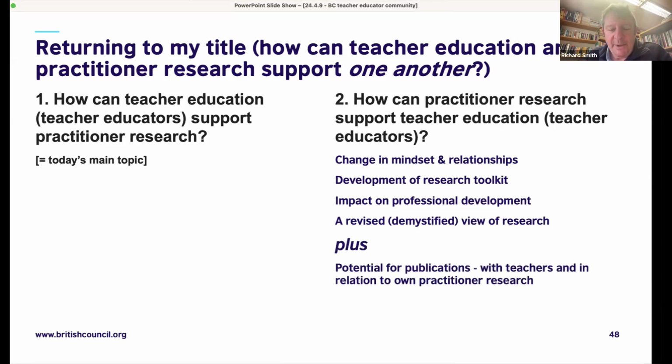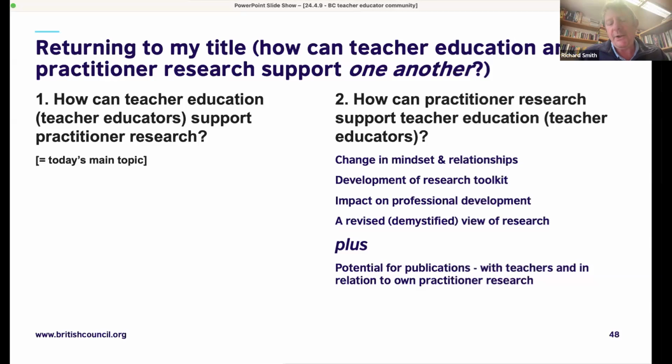Plus, I think there is potential for publications, and that's something that can motivate us with teachers. I know, reporting on their practitioner research that you have supported, and you can edit their stories into a book, or you can write articles together with the teachers with your expertise.